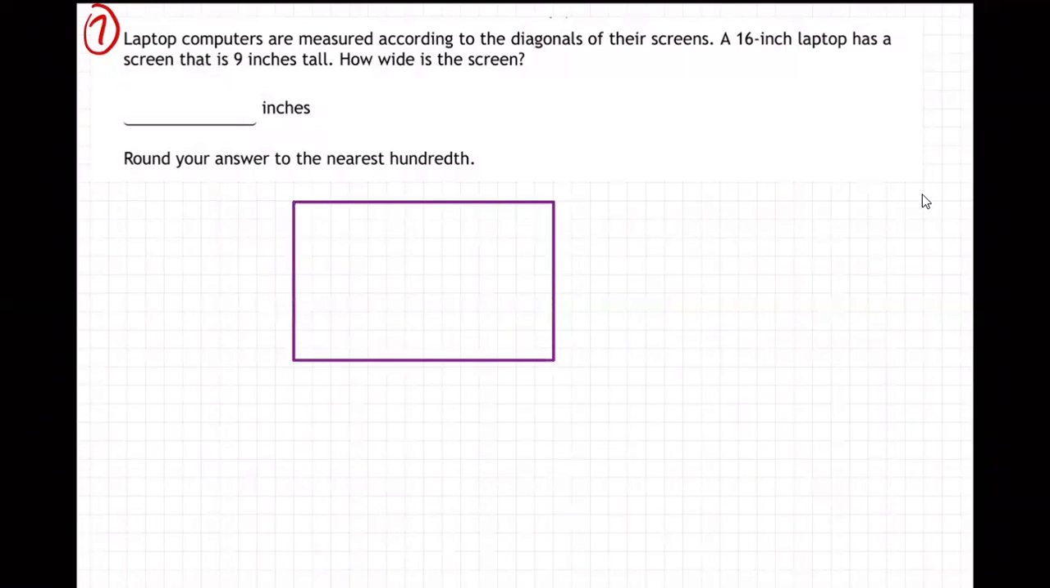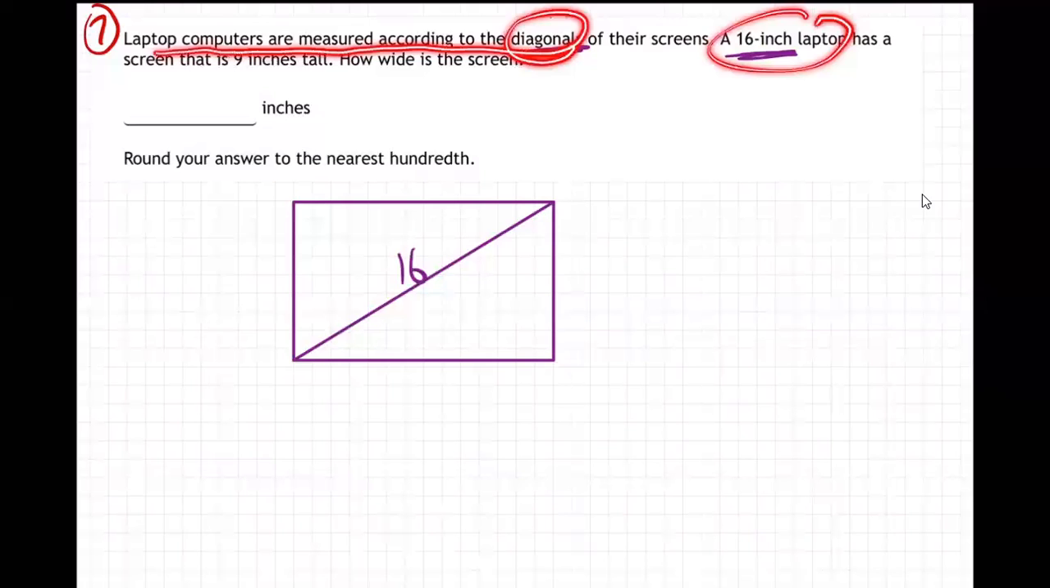Okay, so here we have a laptop screen. It's a rectangle, right? And they say laptop computers are measured according to the diagonals. So when it says a 16-inch laptop, it means from corner to corner is 16 inches. You see how I figured that out? A 16-inch laptop, meaning 16-inch diagonal. So whenever they say I have a 16-inch laptop, they mean the diagonal is 16 inches.